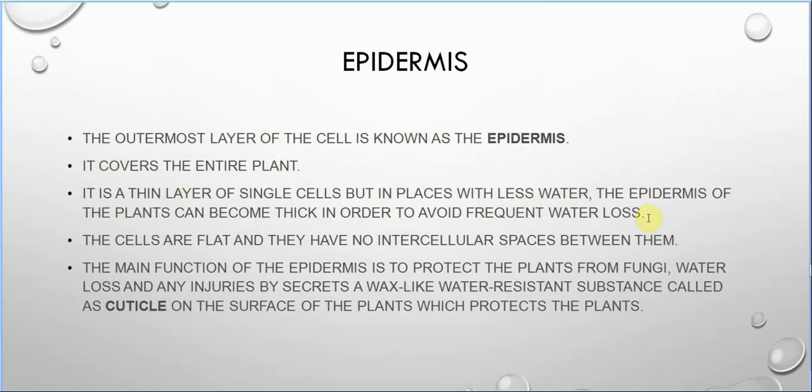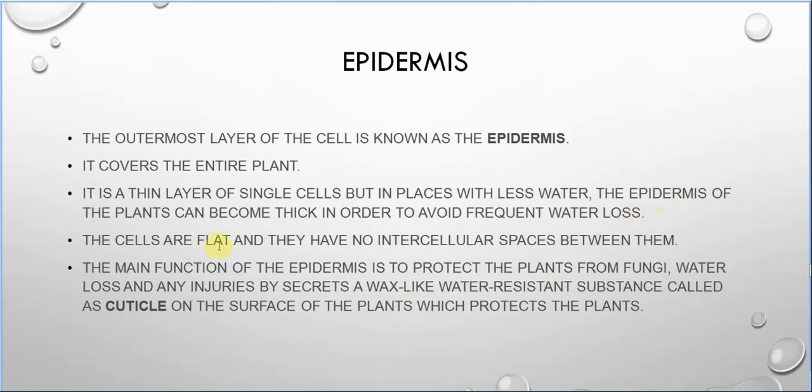So epidermis in the terrestrial plant, that means in those places where there is abundance of water, in all those places, whatever plants are there, their epidermis is thin. But in the places where there is scarcity of water, that is in the desert regions, whatever plants are there, their epidermal layer is thick. Why is the epidermal layer thick? To avoid frequent water loss.